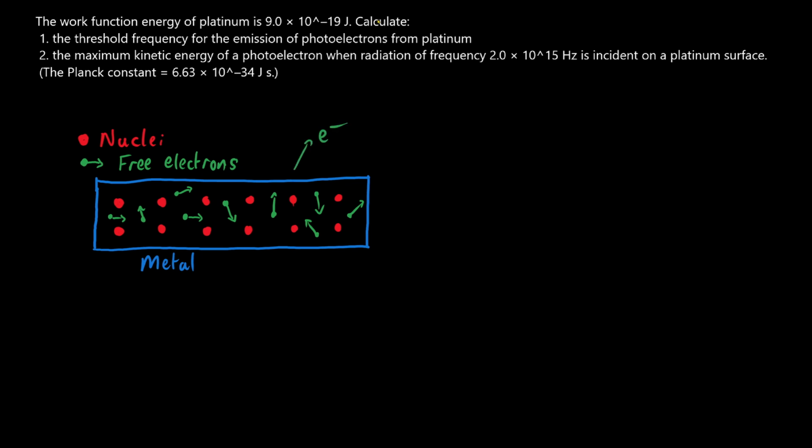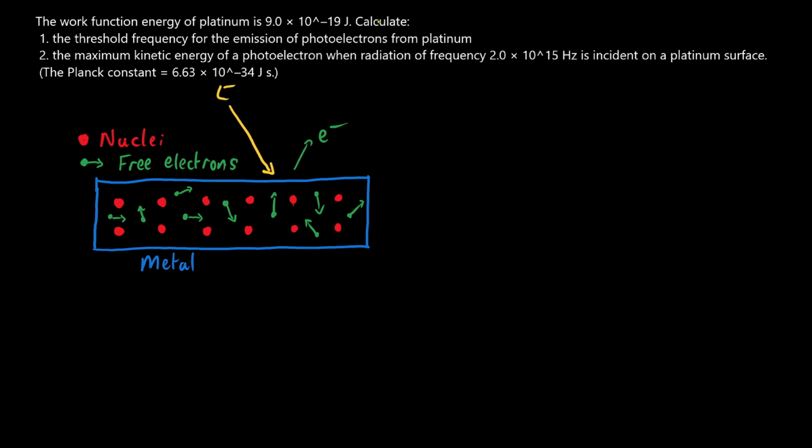But this will only happen if we give these free electrons enough energy to overcome that attractive force from the nuclei. One way we can liberate these electrons is by shining some light onto the metal surface. But not all types of light will be able to liberate these surface electrons from the metal surface. This light needs to have a minimum frequency.